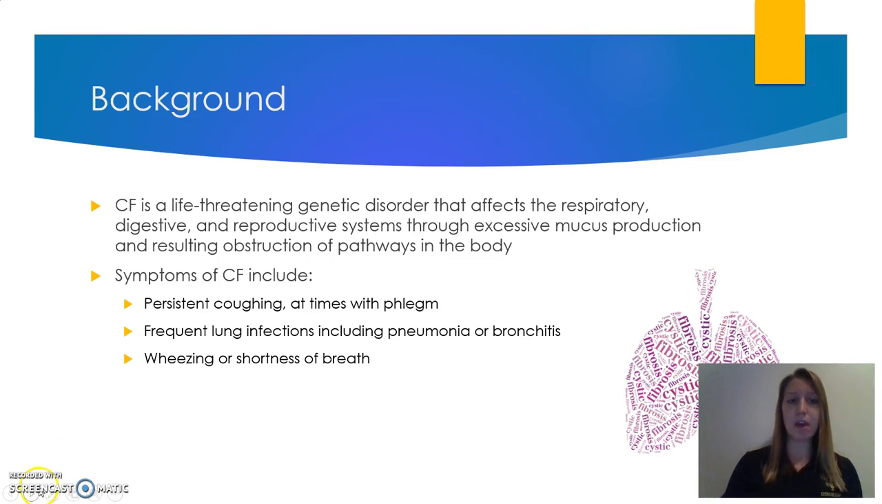infections. For example, in the pancreas, another organ separate from just the lungs that it affects, the mucus buildup in the pancreas does prevent the digestive enzymes from being able to allow the body to break down food and absorb the vital nutrients from the food that we eat. So just more background information as to what body systems CF does affect.